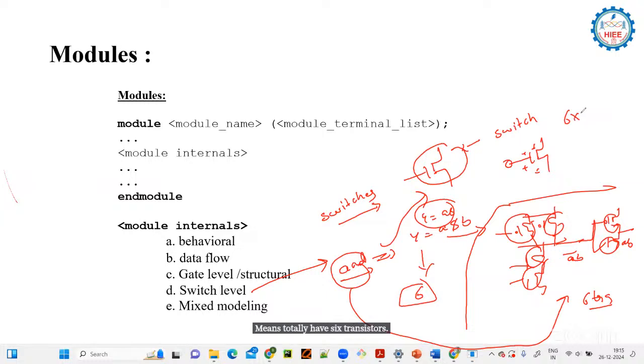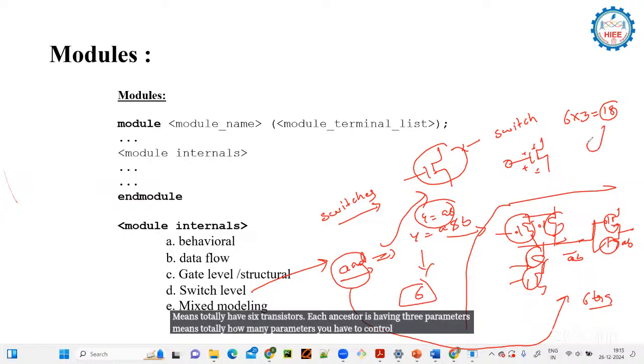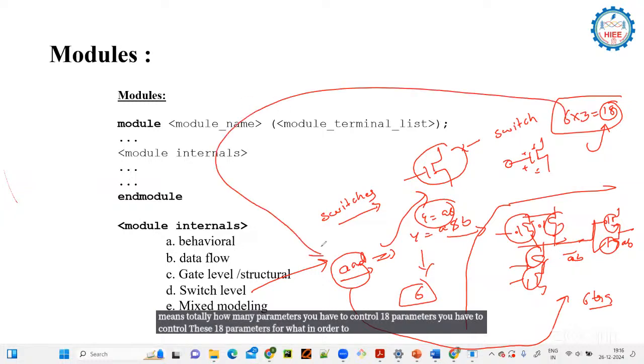Means totally you have 6 transistors. Each transistor is having 3 parameters. Means totally how many parameters you have to control? 18 parameters you have to control. These 18 parameters for what? In order to achieve the functionality of a single AND gate.